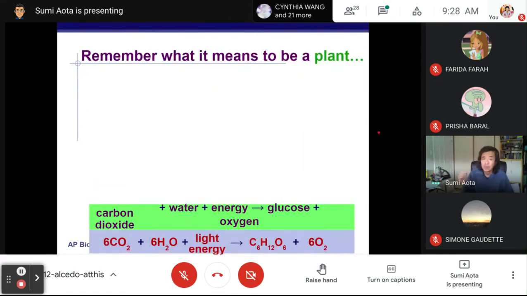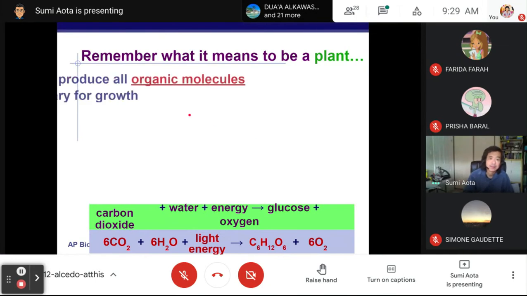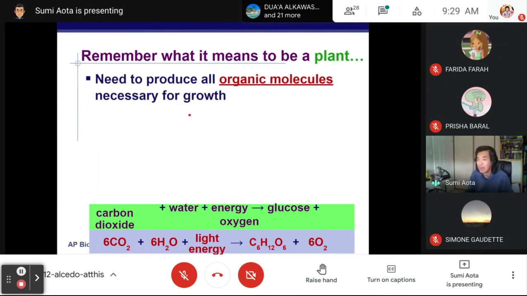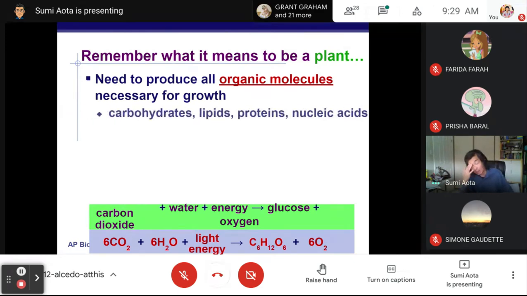Okay. So remember what it means to be a plant. Plants need to make all organic molecules that they need for growth. So they have to make nucleic acids, carbohydrates, proteins, and fats. They have to make all four. Unlike us, where we can obtain that in our nutrients, plants can't obtain it. They have to make it.